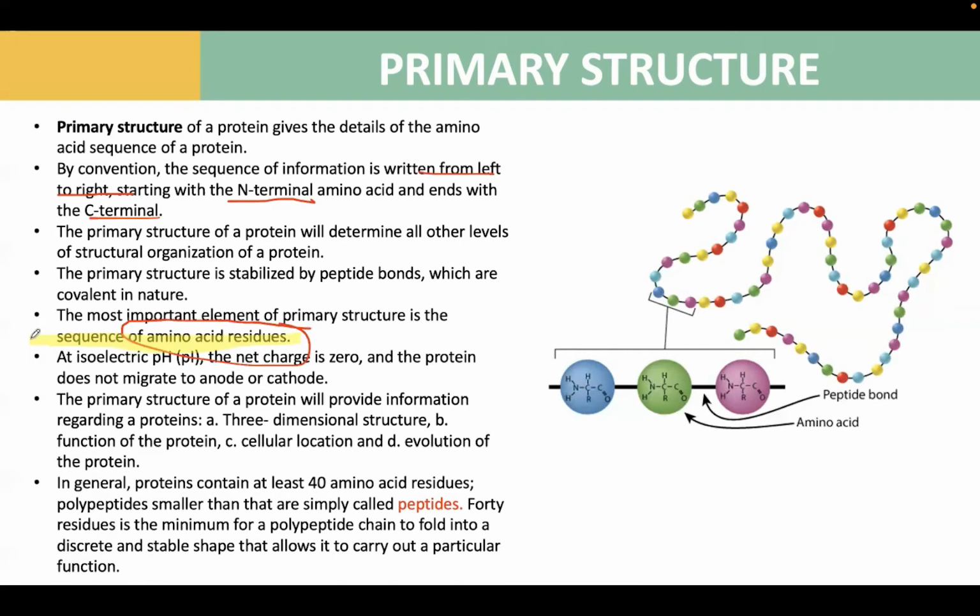Next, si isoelectric pH, the net charge is 0 and the protein does not migrate to anode or cathode. Okay? And then the primary structure of protein will provide information regarding the proteins, if it's 3-dimensional structure, function of the protein, the cellular location, and then the evolution of the protein. Next, in general, proteins contain at least 40 amino acid residues. Polypeptides smaller than that are simply called your peptides. Then 40 residues is the minimum for a polypeptide chain to fold into a discrete and stable shape that allows it to carry out a particular function.